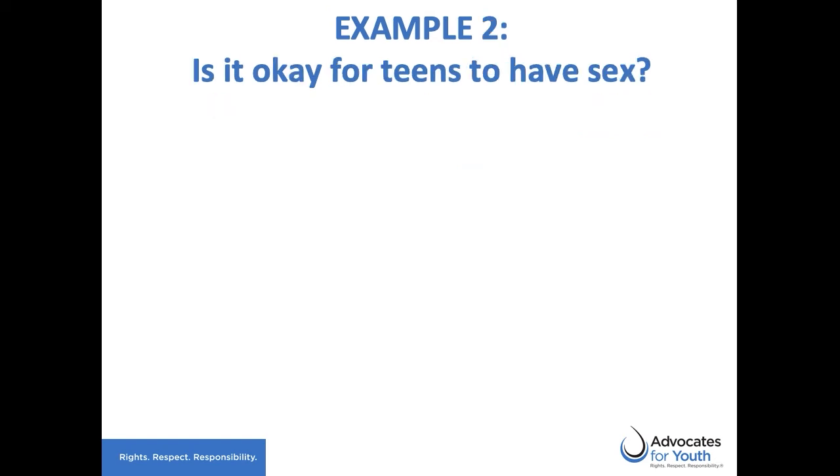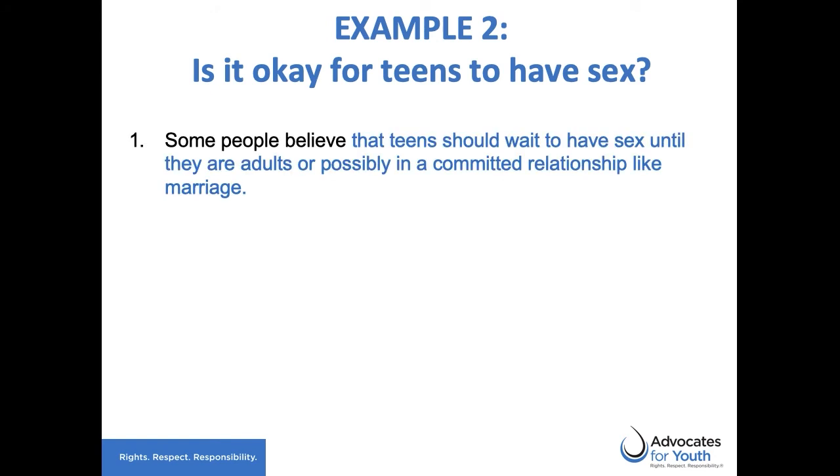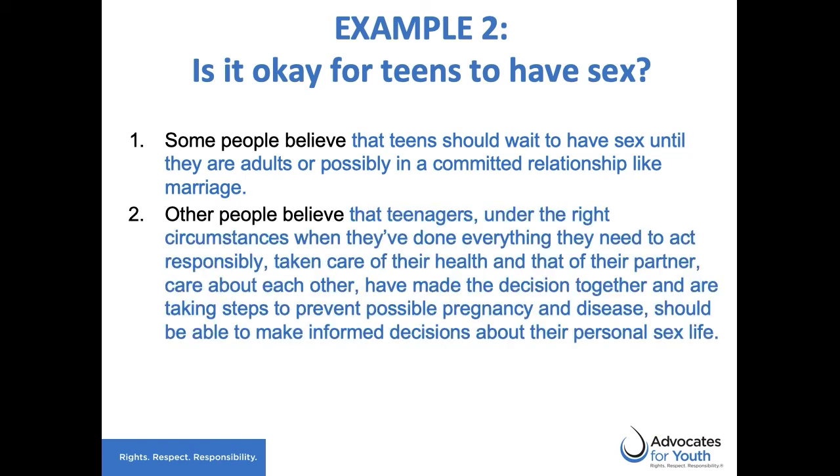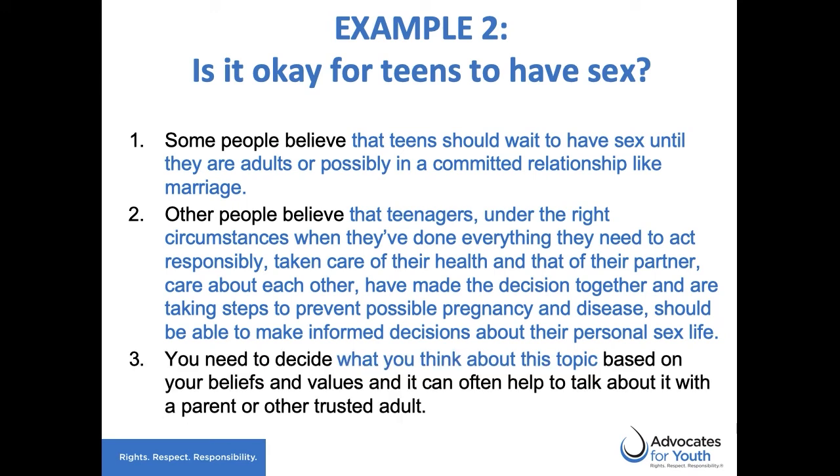Let's try another quick example. Is it okay for teens to have sex? You can start by saying, well, some people believe that teens should wait to have sex until they're adults or possibly in a committed relationship like marriage, while other people believe that teens, under certain circumstances, when they've done everything they need to act responsibly, they've discussed their health, they've made their decision with a partner, and they're taking steps to prevent pregnancy and disease, should be able to make informed decisions about their personal sex life. You've got to decide what you think about when it's okay for teens to have sex based on your beliefs and values, and it can really help to talk with a parent or trusted adult about it.